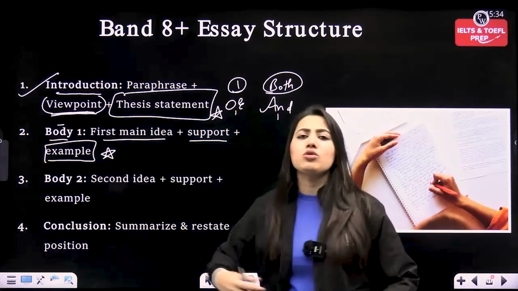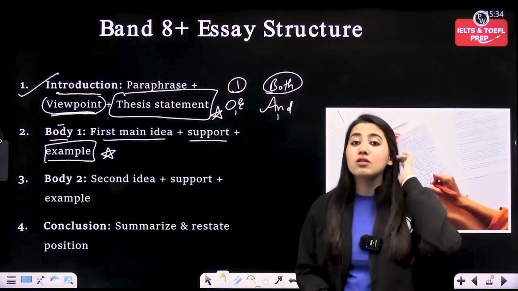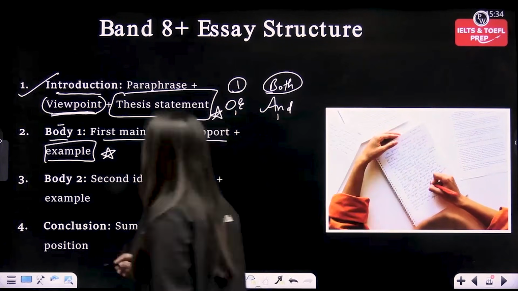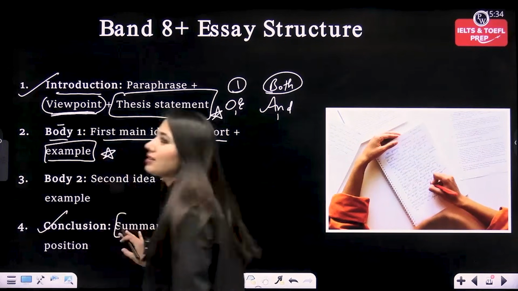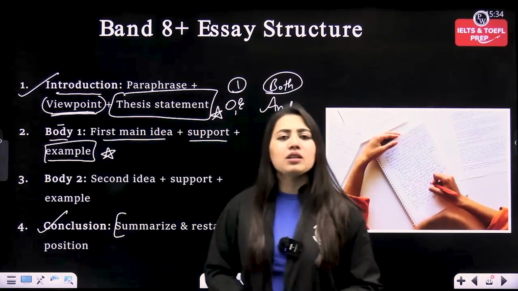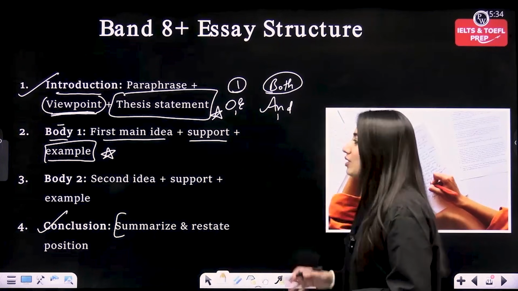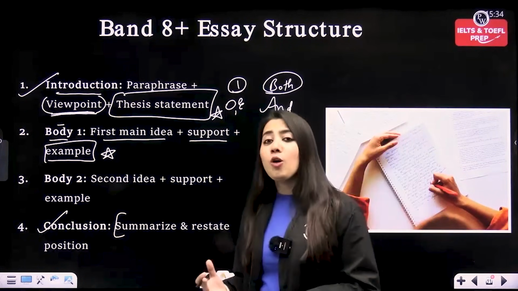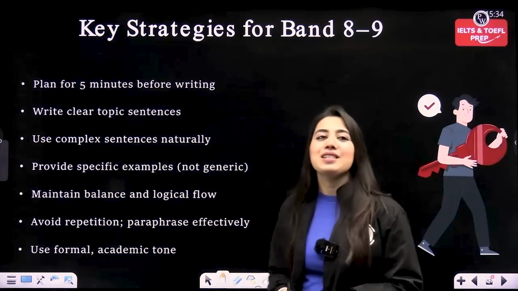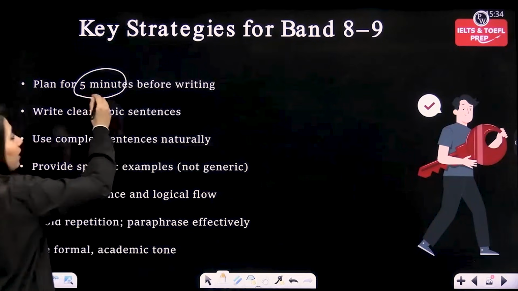Later comes body 2. We do the same with the second viewpoint by giving examples. Please note that examples are important to be there in both of your body paragraphs. Never ever skip them. Next to that is the conclusion, wherein we do nothing but summarize our own pointers, whatever we stated previously, and later restate our opinion, that that's what we believe and that's why we believe that. That's how you're going to do it. So I hope the format is much clearer. We can now move ahead towards understanding the strategies I have for you for this particular writing task. So plan for 5 minutes before you begin writing.